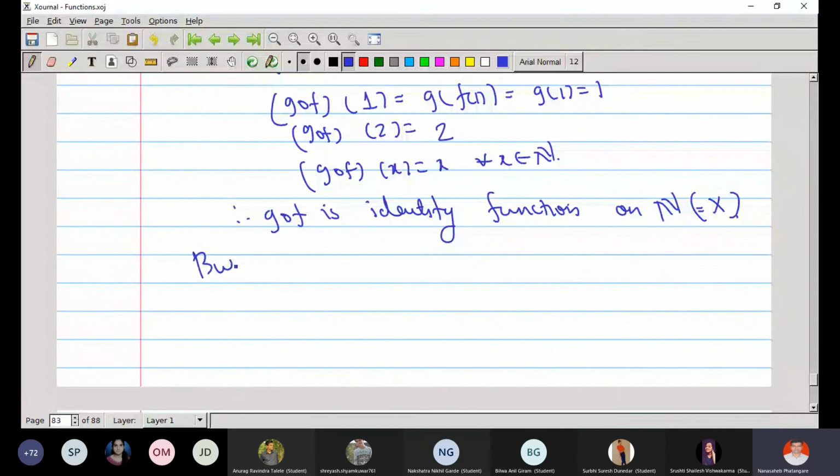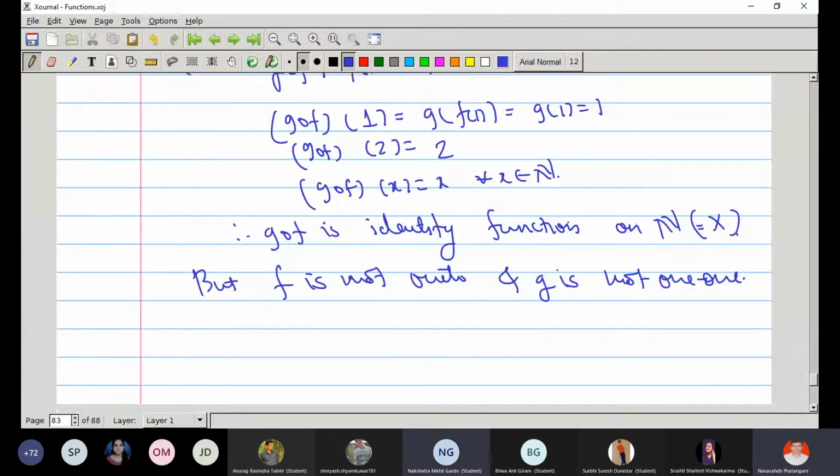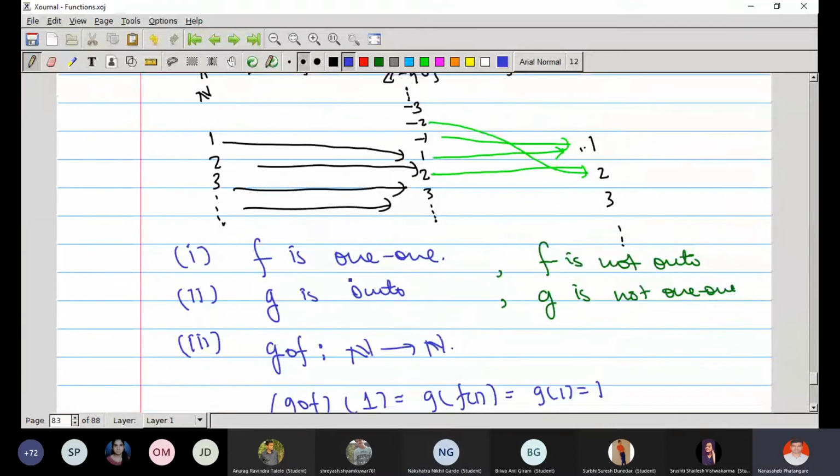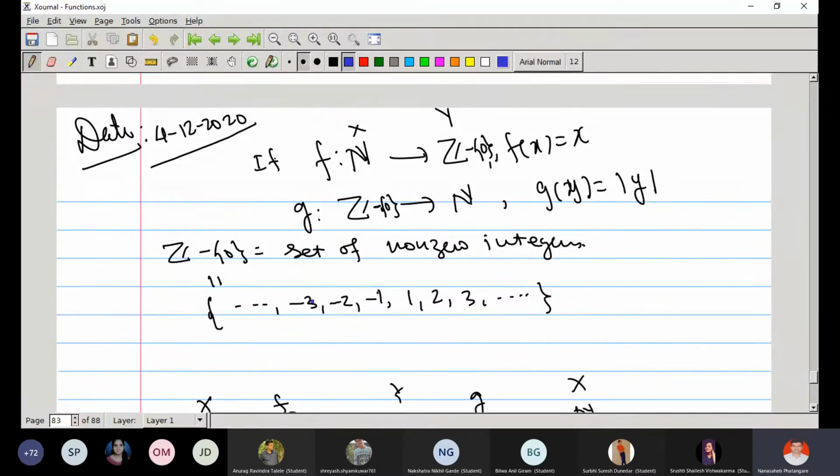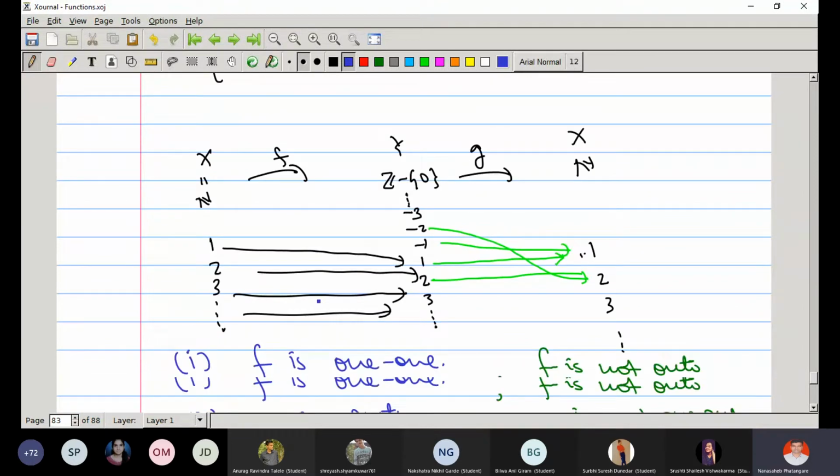F is not onto and G is not 1-1. So is it clear? Right. Because what our previous theorem says: if G composite F is identity, then the first function is 1-1, the second is onto. The first function may not be onto and the second function may not be 1-1. And this is an example for which the first function may not be onto and the second function may not be 1-1.